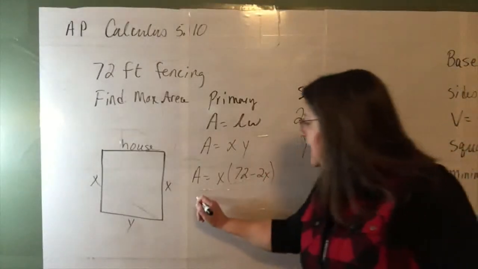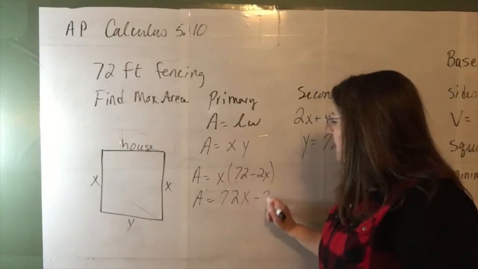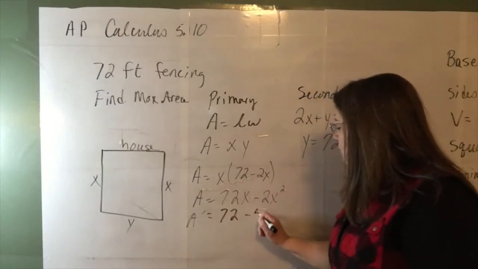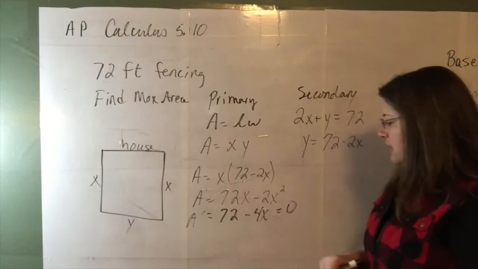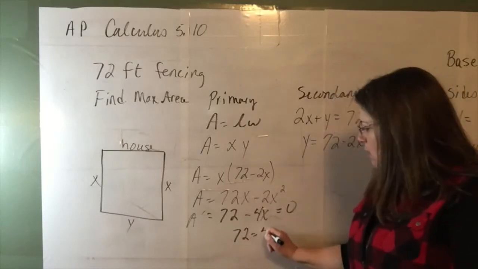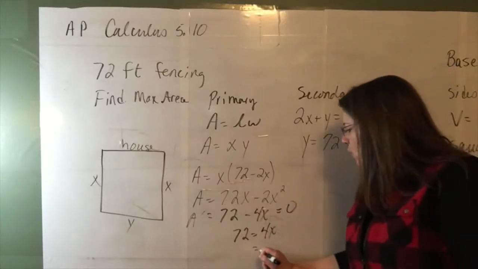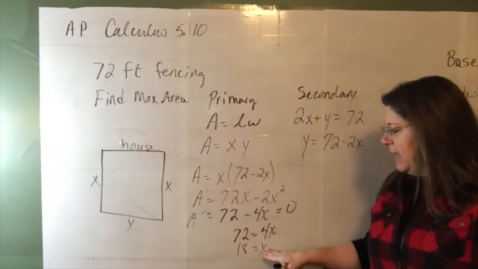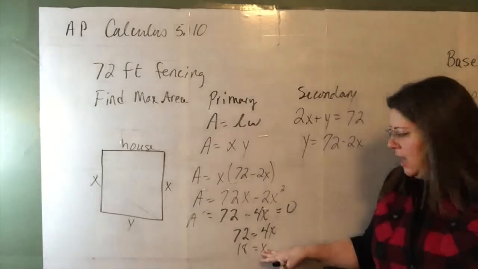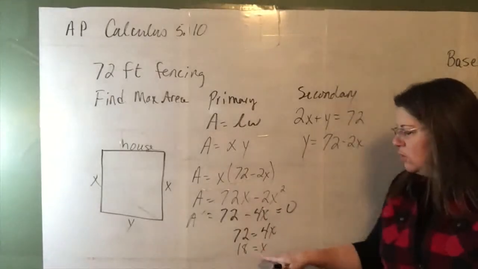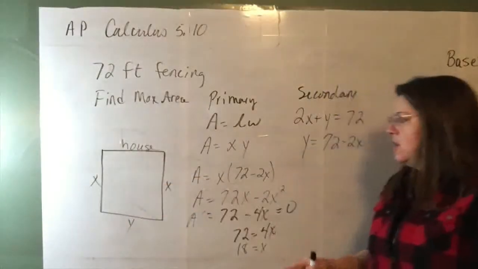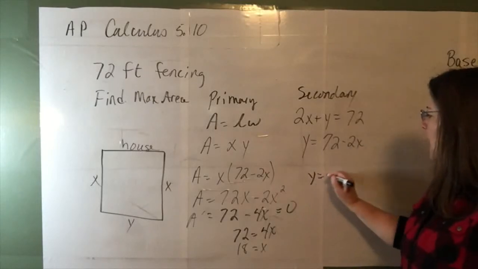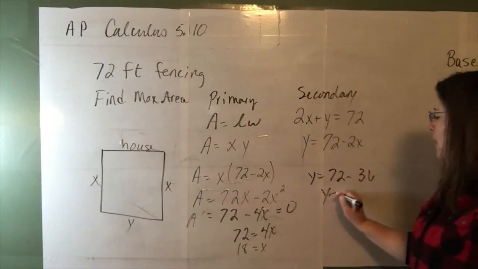So if you're looking at this, the area here is 72x minus 2x squared. So A prime is 72 minus 4x. If I set that equal to 0, I'll have 72 equals 4x. And then if I divide 72 by 4, I end up with x equals 18. If you remember back when you were doing these problems in Algebra 2 or Pre-Calculus, your x value represents one of the dimensions. So if x is 18, that means we can plug 18 in here to find y. So y will be 72 minus 36. So y will be 36.